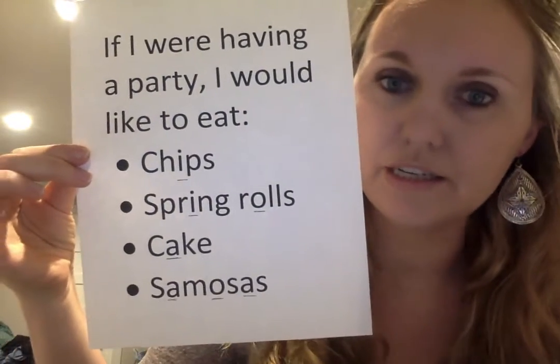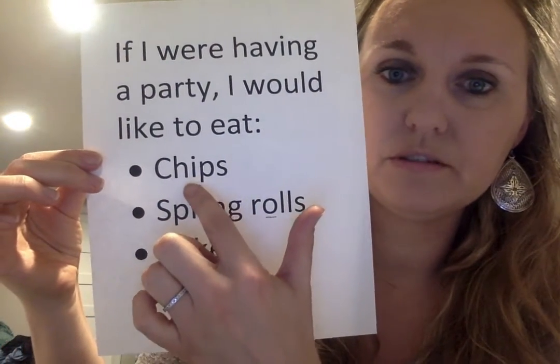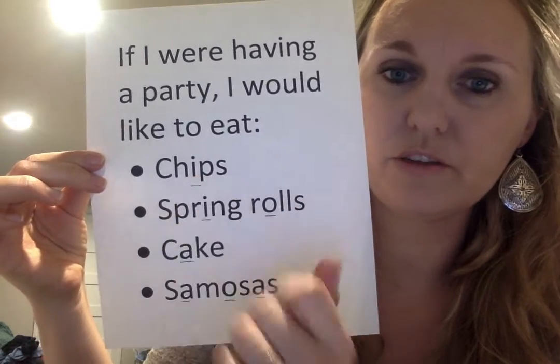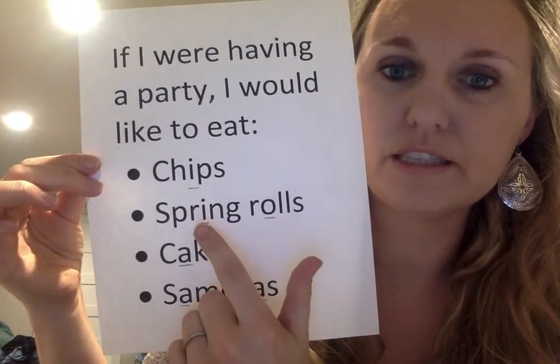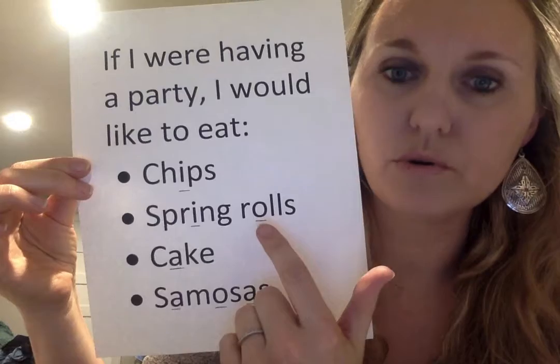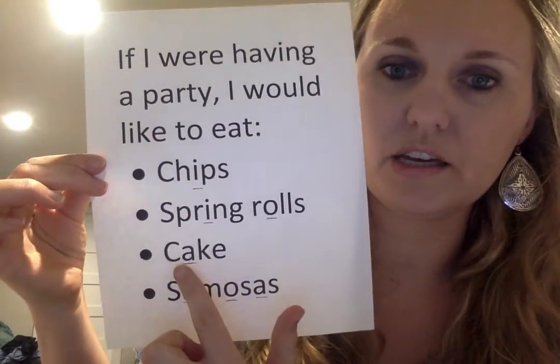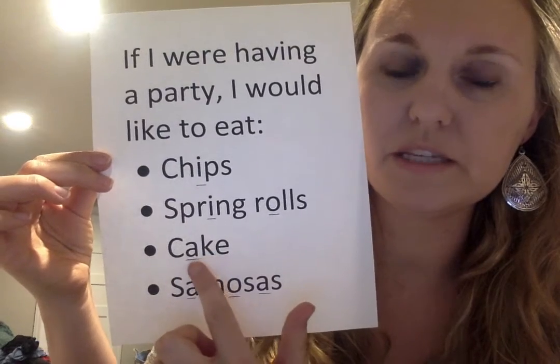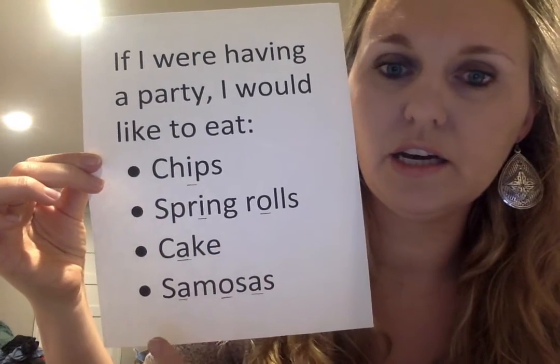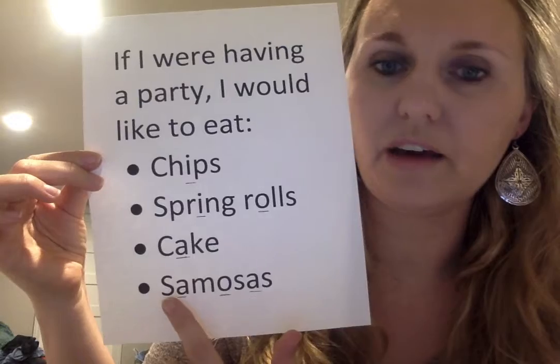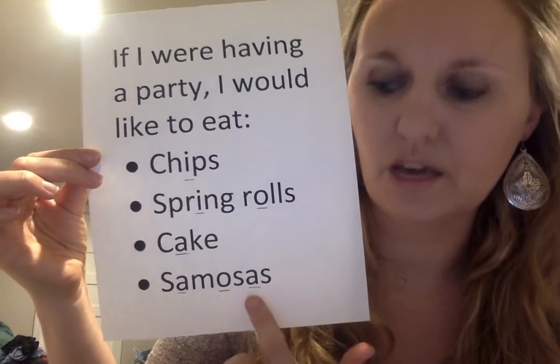All right, Lee. All right, we've got chips. We've got the I. What's another one? Right, the I in spring and the O in rolls. Adira, what do you think? We've got the A in cake. That's the only one that actually makes a sound here. The E is silent. And then in samosas, we have the A, the O, and the A.